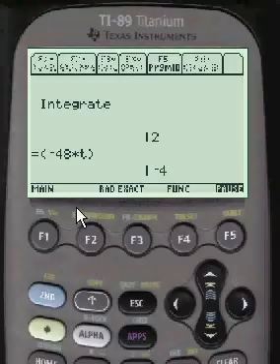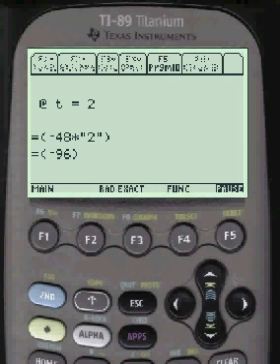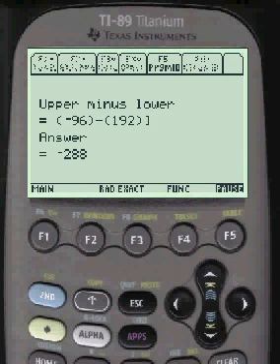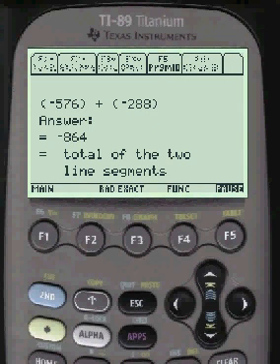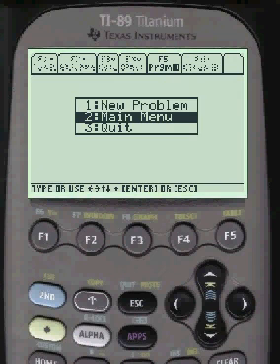And we integrated for minus 48t over 2 and minus 4. At 2 it's minus 96, at minus 4 it's now 192, upper minus lower, and then we add the two segments together, come up with minus 864, the total of the two line segments. Pretty neat, huh? Try this by memory sometime if you want to try it.